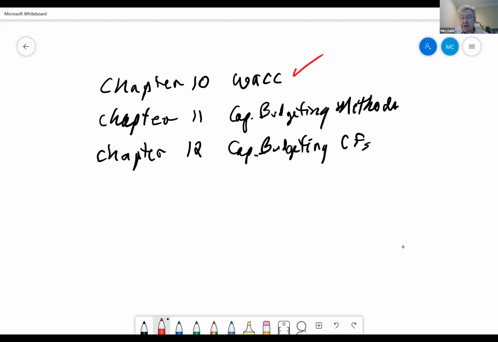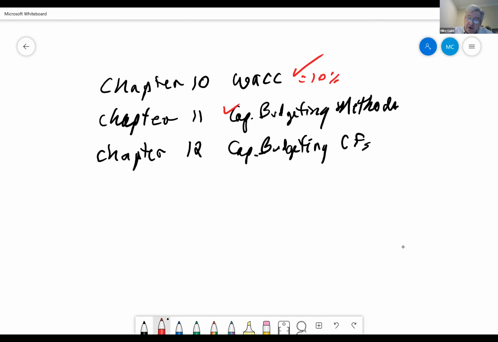with chapter 10, we found the expected rate of return we need for the project to be acceptable, the hurdle rate. You know, for instance, if the WACC was 10%, then a project's expected rate of return had to beat that to be acceptable.